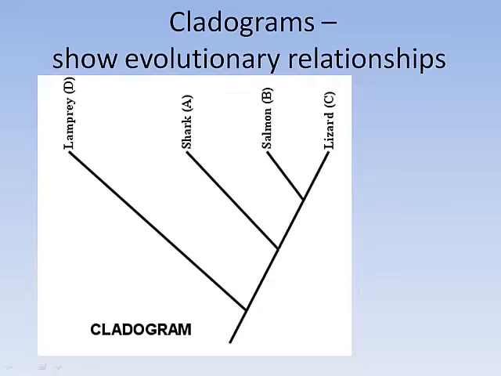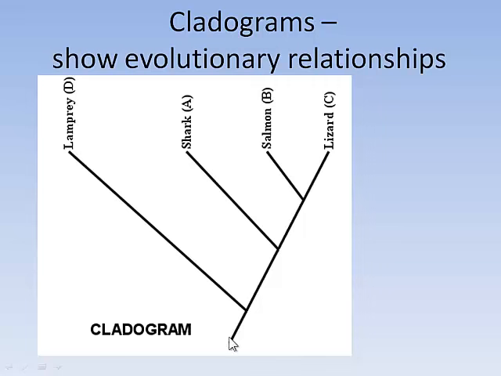Scientists use cladograms to show evolutionary relationships. These lines represent relationships between these organisms. The closer the organisms are together, the more closely related they are. So the salmon and the lizard are more closely related than the lizard and the shark. And the lamprey and the lizard are the most distantly related on this cladogram.